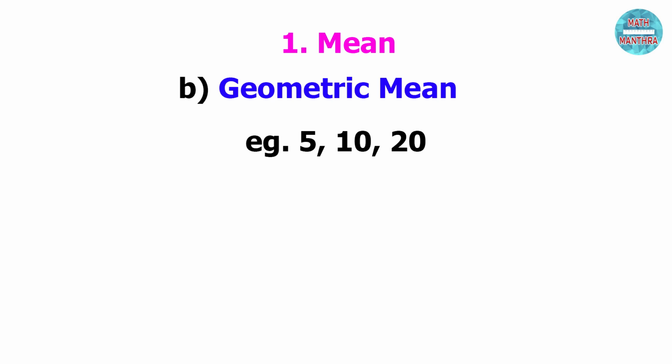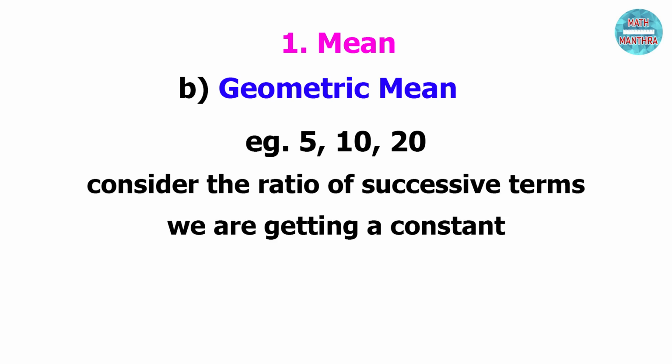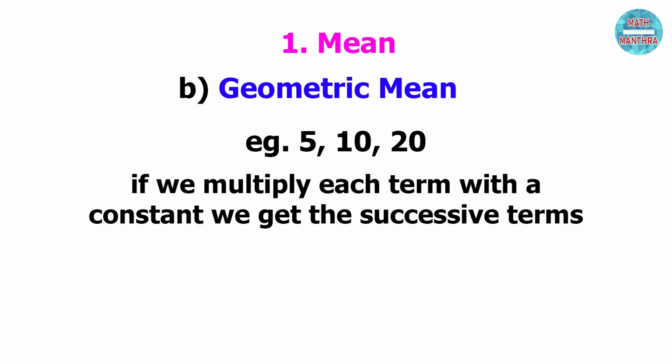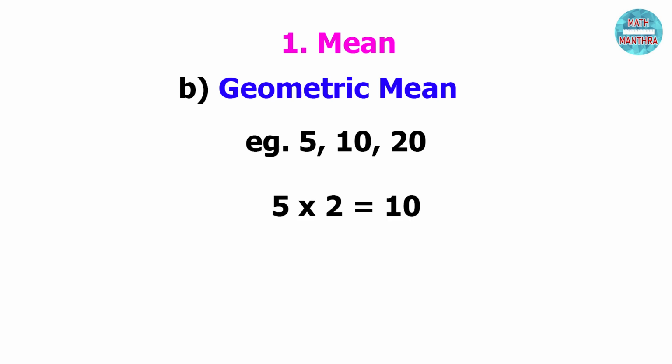So here, take an example. If we have 5, 10, 20. Look at this series. Only 3 observations are given here. When we consider the ratio of successive terms, we are getting a constant here. Or in another way, if we multiply each term with a constant, we are getting the successive terms. 5, when you multiply with 2, you get 10. 10 multiplied by 2, you get 20.